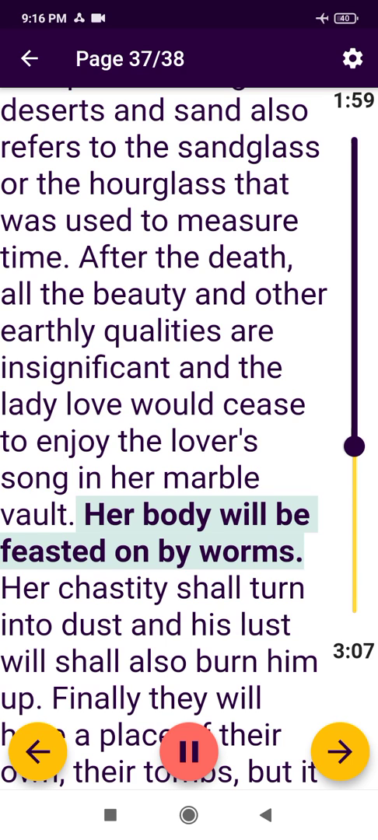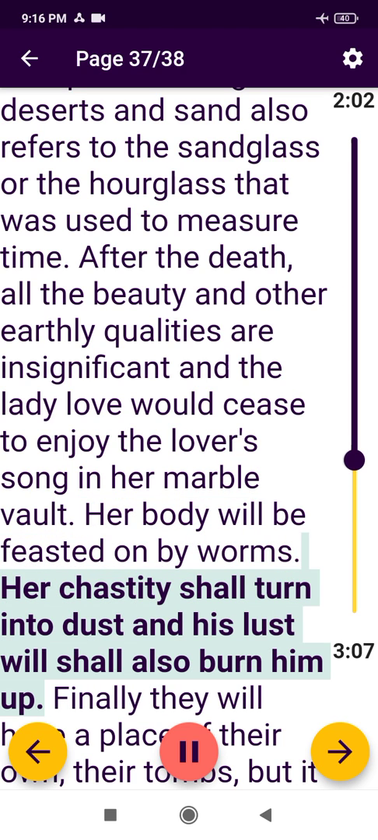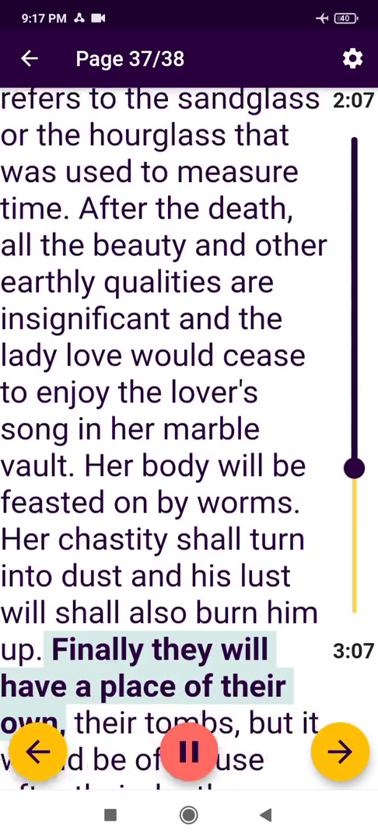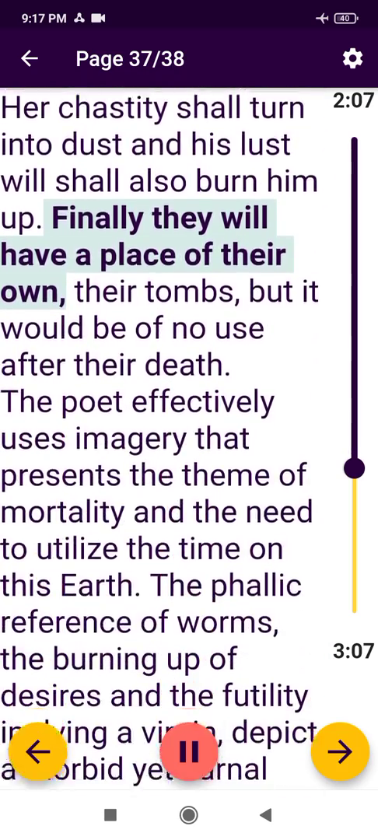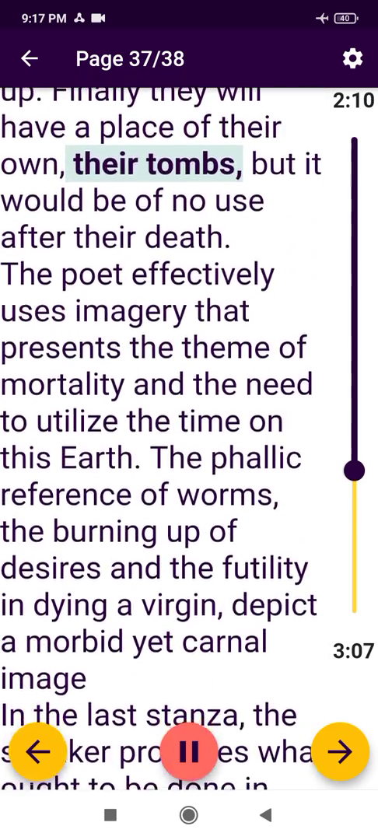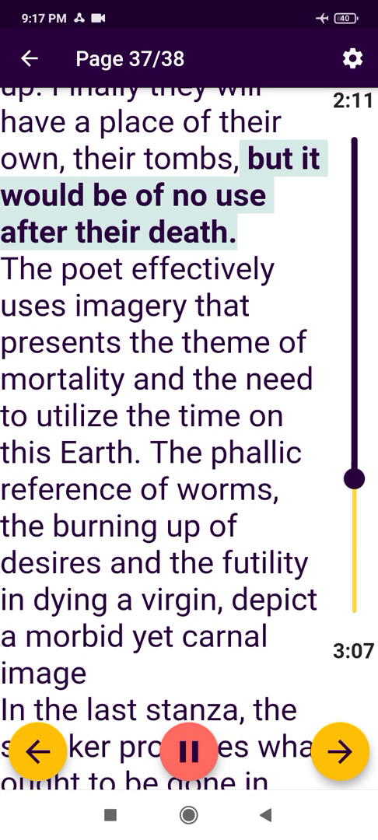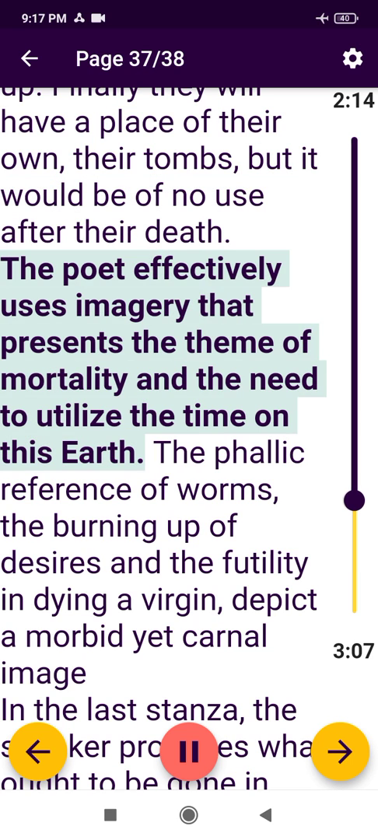Her body will be feasted on by worms. Her chastity shall turn into dust, and his lust shall also burn him up. Finally they will have a place of their own, their tombs, but it would be of no use after their death. The poet effectively uses imagery that presents the theme of mortality, and the need to utilize the time undisturbed.